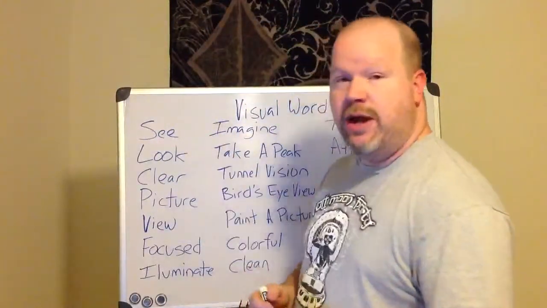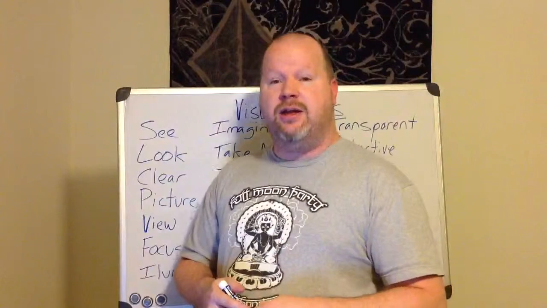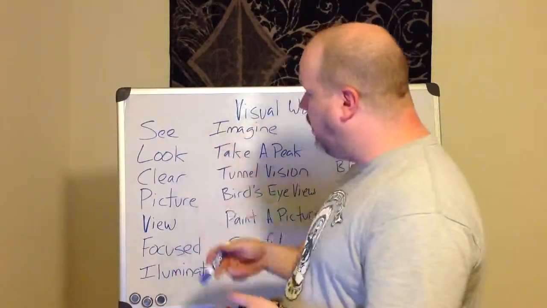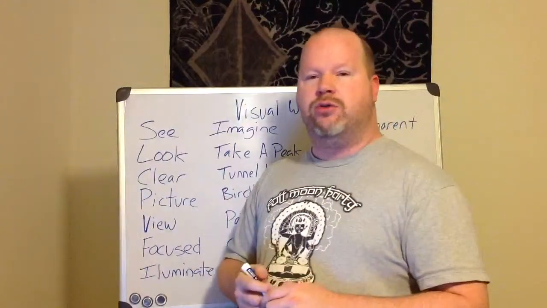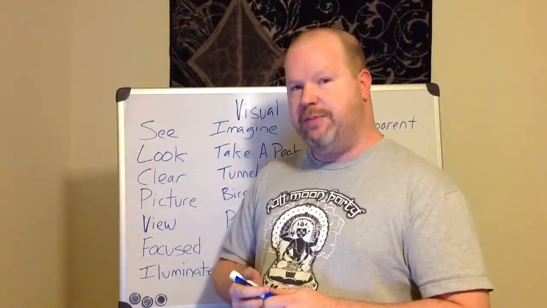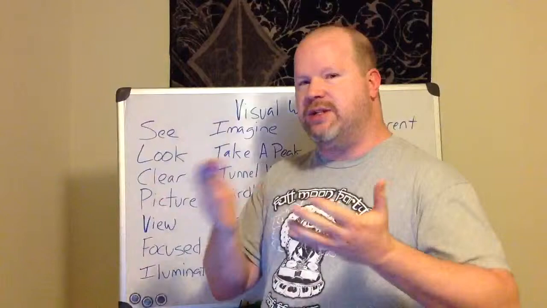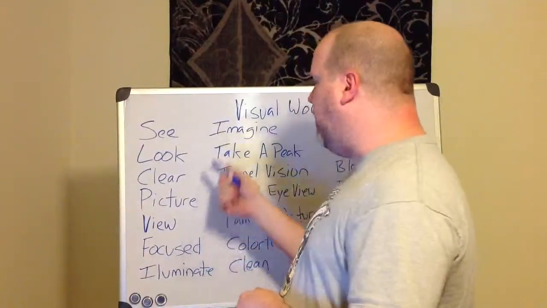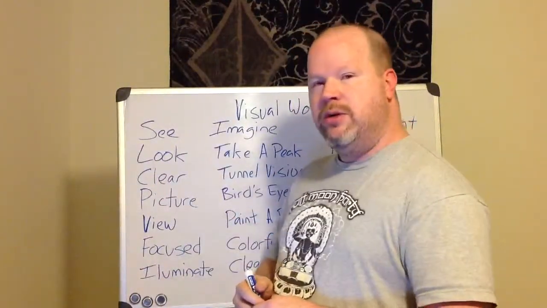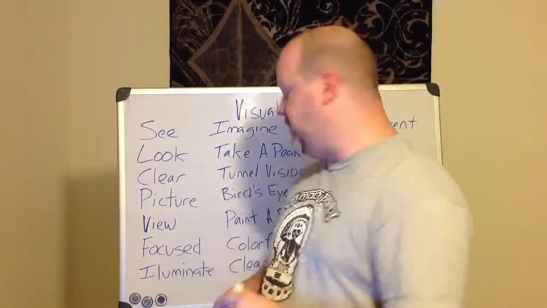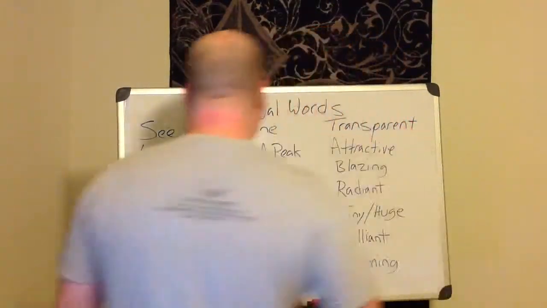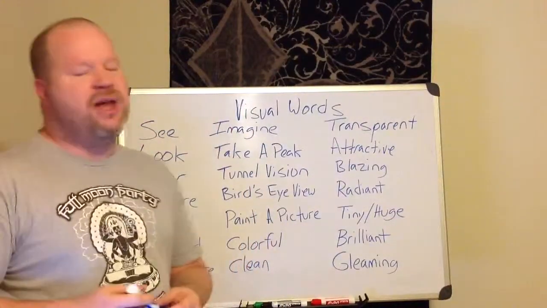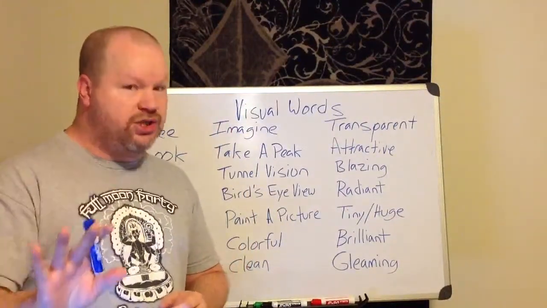See, as in, I see what you're saying. Look, clear, picture. Now picture is going to be different than photo. I could say picture this, but you can't say photo this, right? It doesn't quite work as well. But these types of words: view, in my view, you see what I'm saying? Focused, illuminate, imagine.